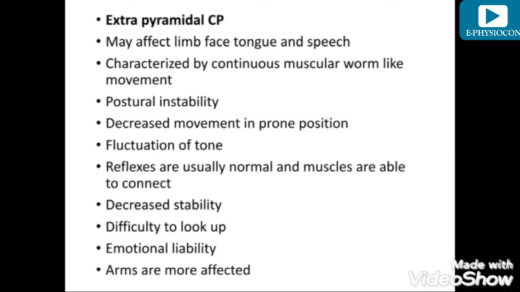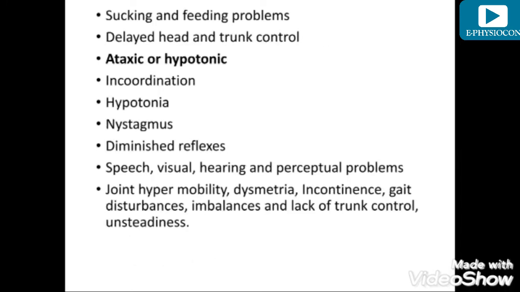Extrapyramidal cerebral palsy may affect limb, face, tongue and speech, characterized by continuous, worm-like muscular movement. Postural instability, decreased movement in prone position, fluctuation of tone, reflexes are usually normal and muscles are able to contract. Decreased stability, difficulty to look up, emotional lability and arms are more affected. Sucking and feeding problems, delayed head and trunk control.